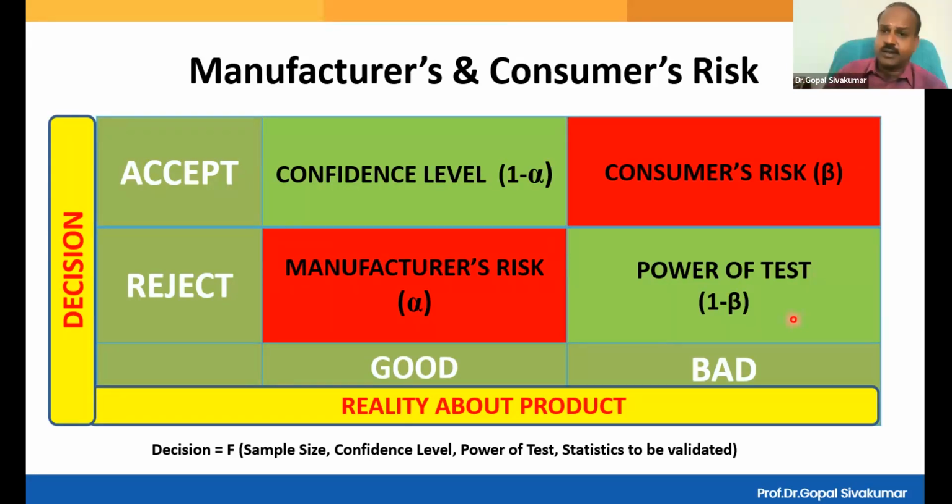All of you, do you understand all the 4 terminology I'm using here? Manufacturer's risk, consumer's risk, confidence level, and power of test. Please confirm. All of you, do you understand? Yes. So, like this manufacturing risk and consumer risk both will come under type 1 error? No. Manufacturer's risk is type 1 error and consumer's risk is type 2 error. Okay. And sometimes the type 1 error is called as false positive and type 2 error is called as false negative. So these are terms.